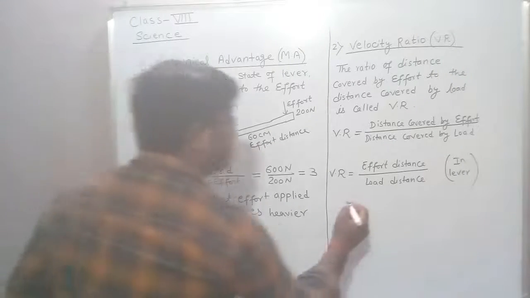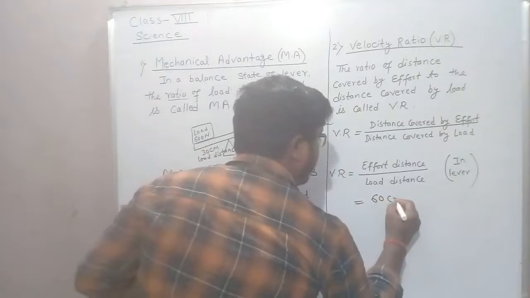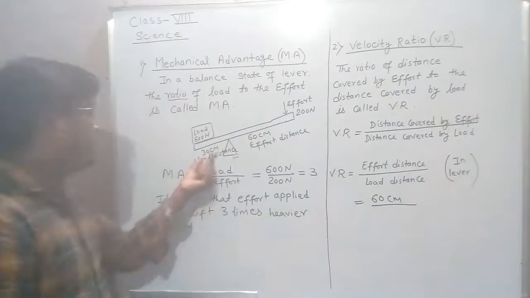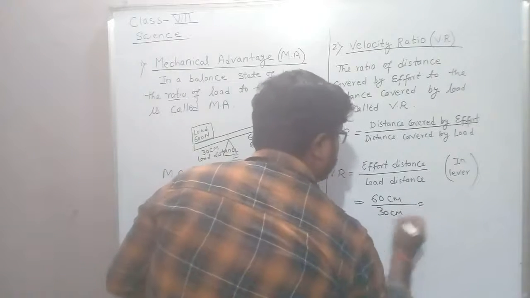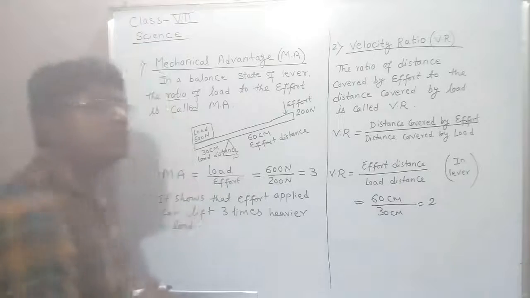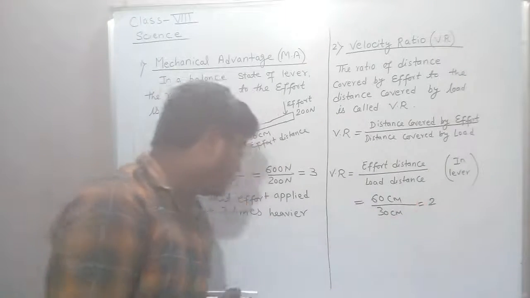So here, what is the effort distance? That is 60 centimeter. What is the load distance? That is 30 centimeter. So if you cancel, you will get 2. So what is the meaning of this 2? Velocity ratio we got as 2.